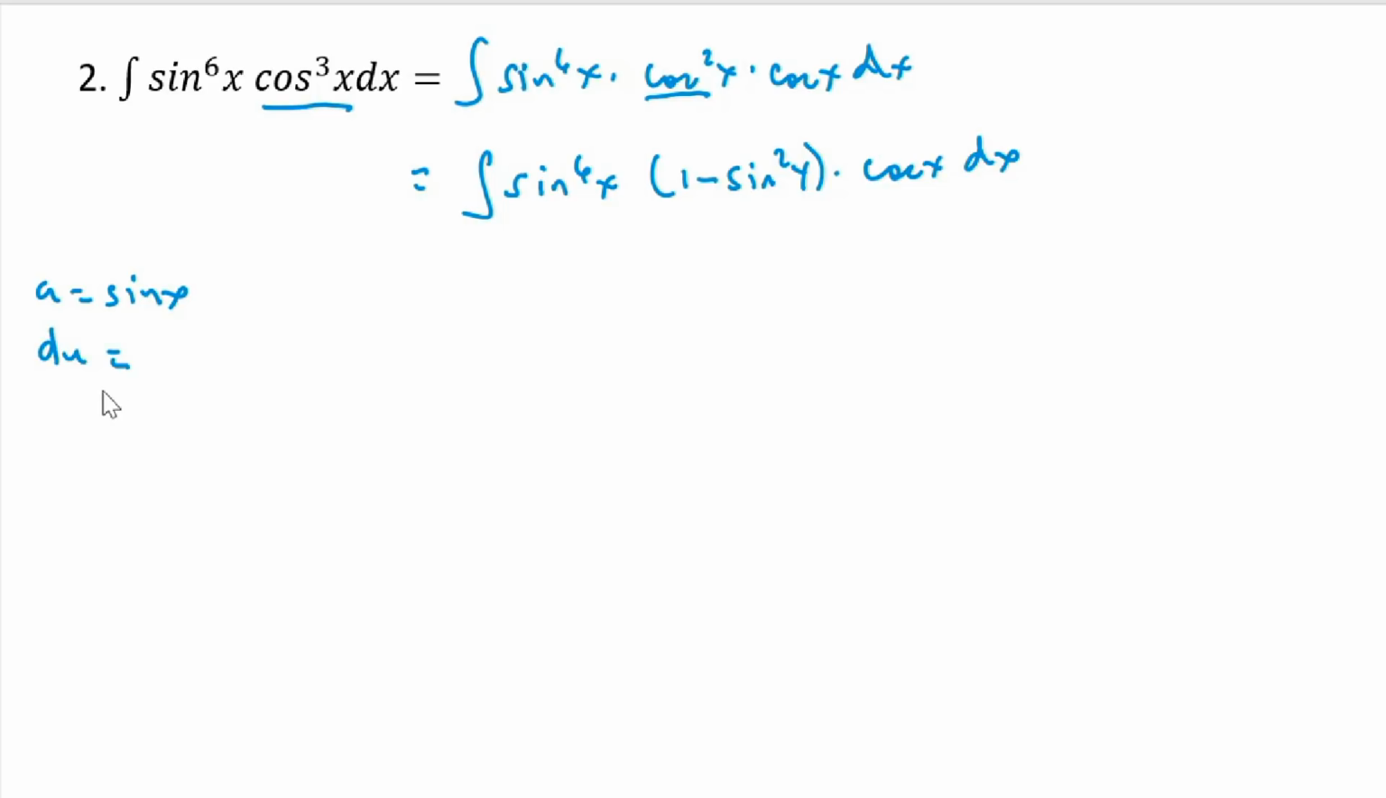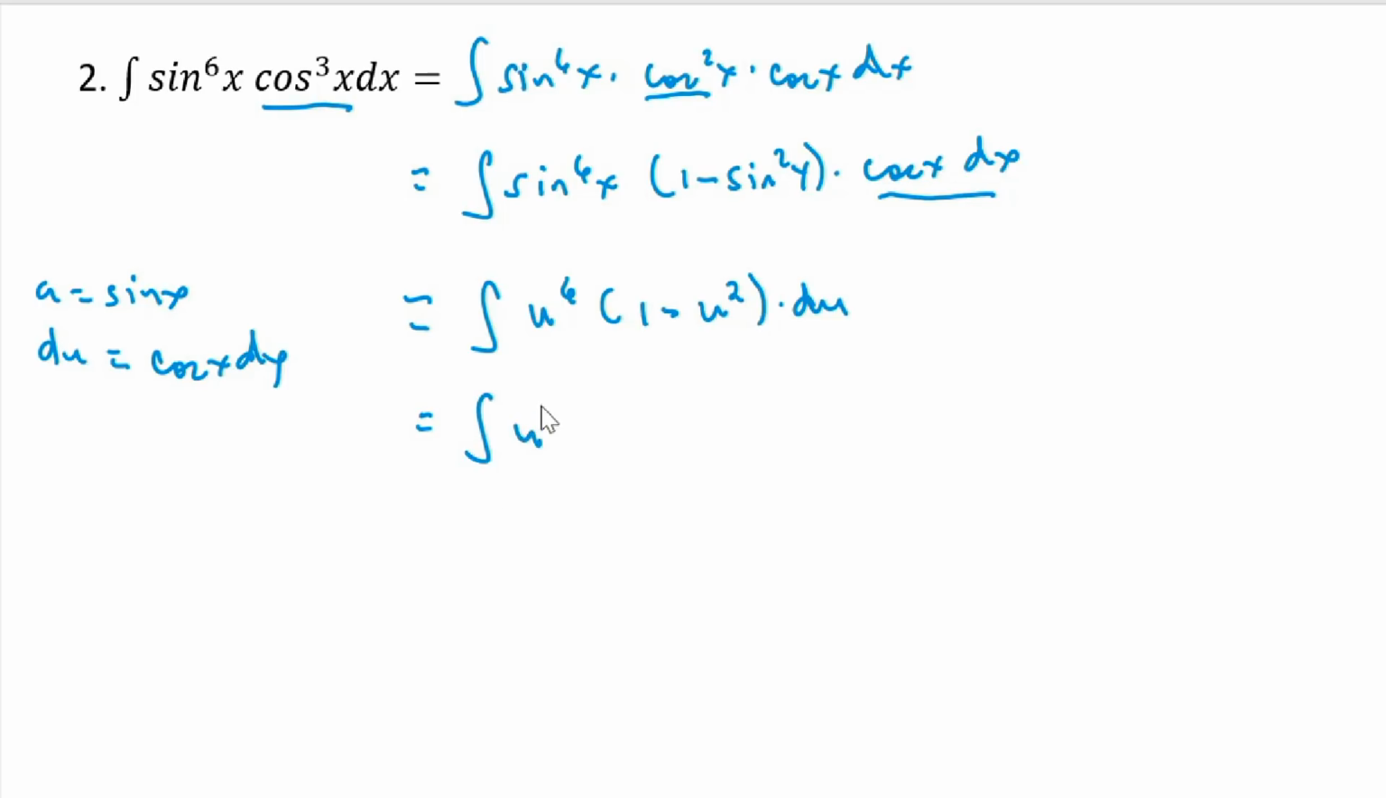Okay, after rewriting the given, we can let now u as sine x. Then du now becomes cosine x dx. So as you can see, the du is visible now in our given. So rewriting the given now in terms of u and du, we can have now as u to the power of 6 times 1 minus u squared times du. Then, by using the distributive property of multiplication, we can write now u raised to 6 minus u raised to 8 times du.